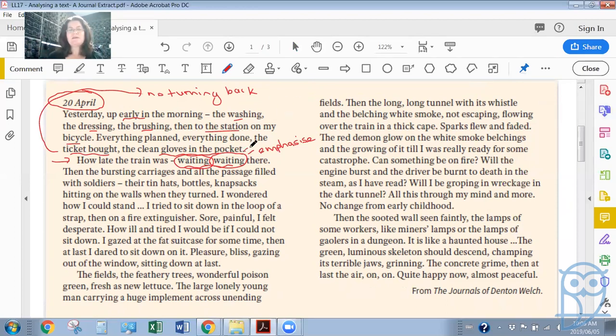So I'll write that here. Impatience. So we're talking about temperament here. Impatience. We're talking about anticipation. Very nice suggestions.